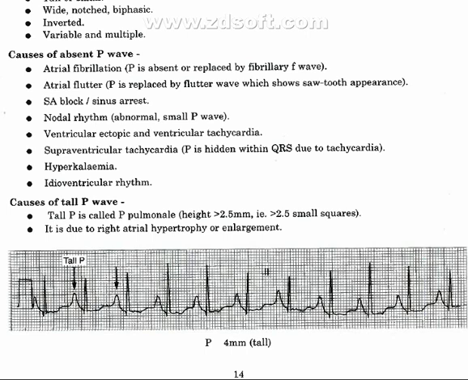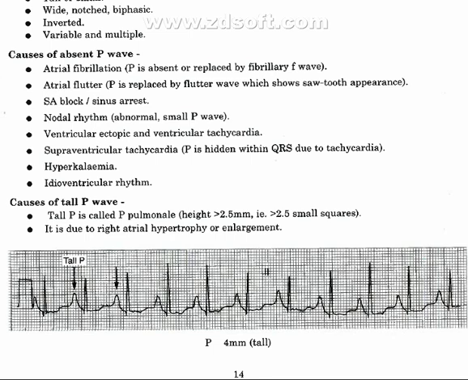In atrial fibrillation, P is absent or replaced by fibrillatory F waves. Atrial flutter: P is replaced by flutter waves which show a sawtooth appearance. SA block or sinus arrest. Nodal rhythm, abnormal small P wave. Ventricular ectopic and ventricular tachycardia. Supraventricular tachycardia: P is hidden within the QRS due to tachycardia.